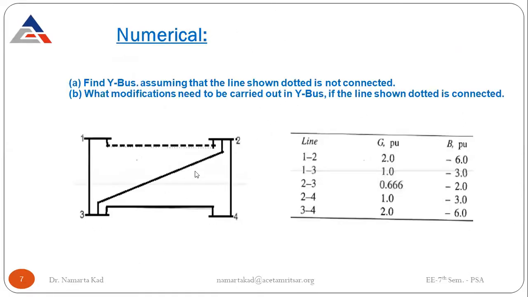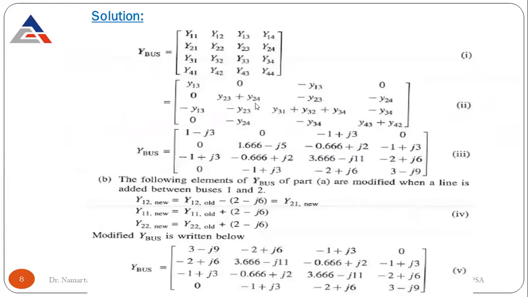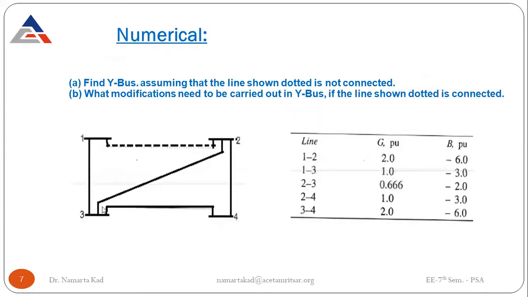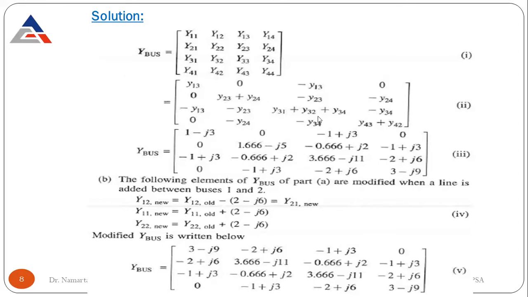Then for bus number 2, two admittances are connected, one with bus number 4 and the other with bus number 3. So it comes out to be Y23 plus Y24. Here it is minus Y23, here minus Y24, and similarly minus Y13, minus Y23. For bus number 3, three admittances are connected, with 1, with 2, and with 4. So this is the combination Y13, Y32, Y34, and here minus Y34. This is the final row. This matrix is written by the direct observation method, no singular transformation or step-by-step is applied here.